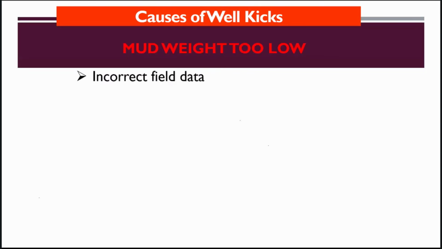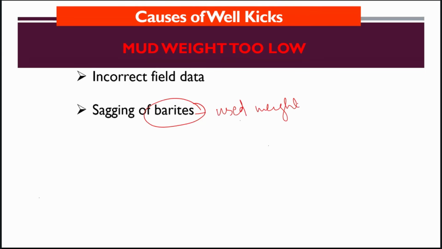If mud weight is too low, maybe you got incorrect data from the field. Barites are substances which are used to weight the mud, to increase the weight of mud. So maybe the barites are not enough or they are settling down, the mud is not properly conditioned, then you will get low mud weight.